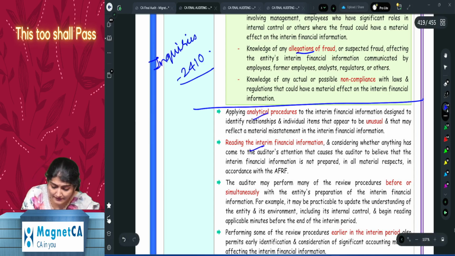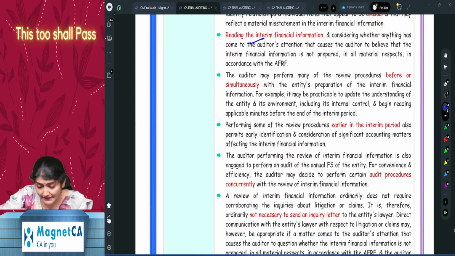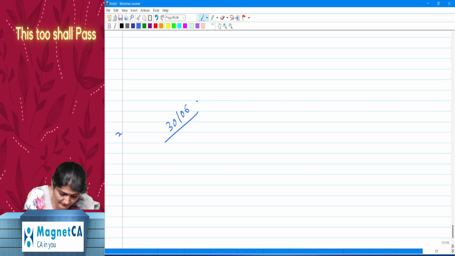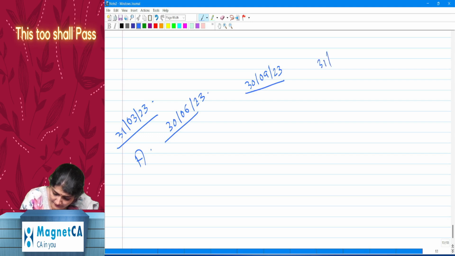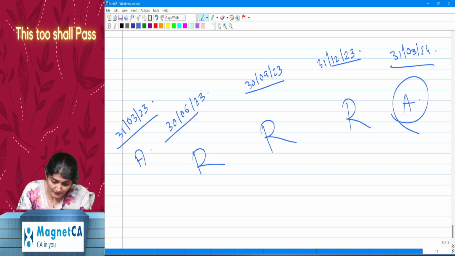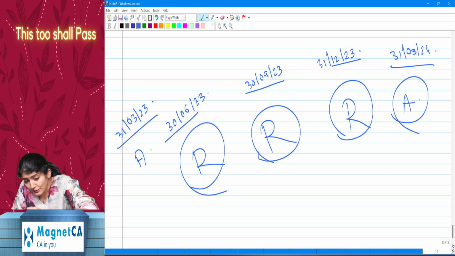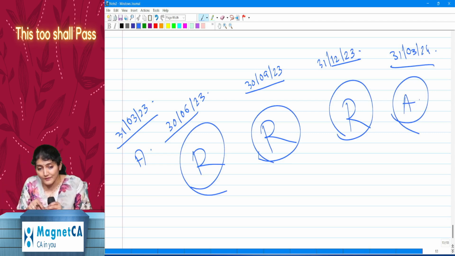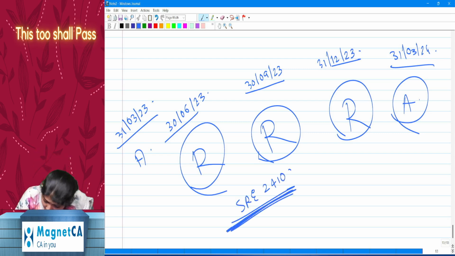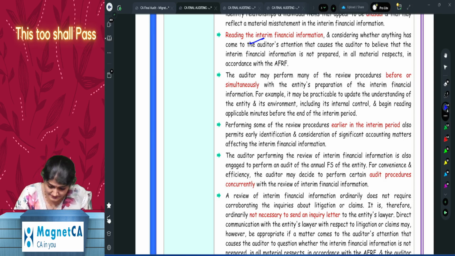Then apply analytical procedures, read the interim financial information. Now, for the 30th June quarter, I am doing the review. Already for 31st March 23, I have done the audit. Now for 30th June 23, 30th September 23, and then 31st December 23, I have to do the review. And then come 31st March 24, I'll again have to do the audit. So when I'm doing the review only, can I do some extra checking so that my audit purpose is also solved? Yes, because it is the auditor only who is doing the review of the interim financial information of the entity.